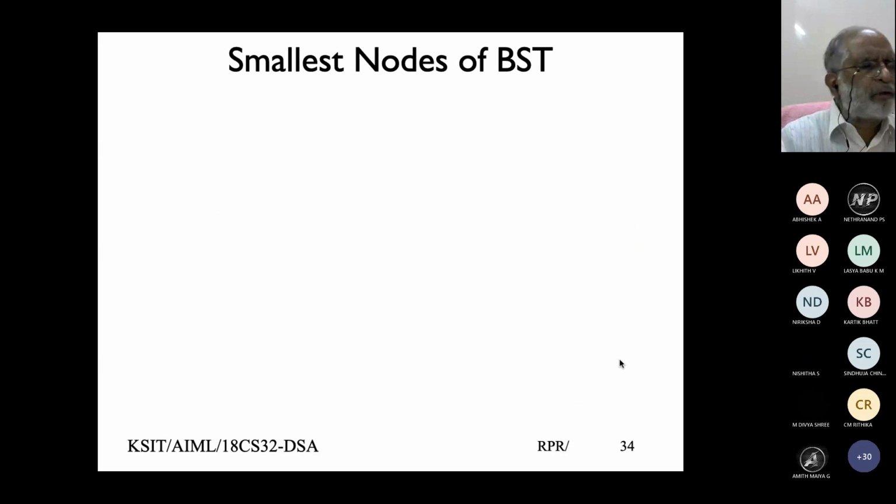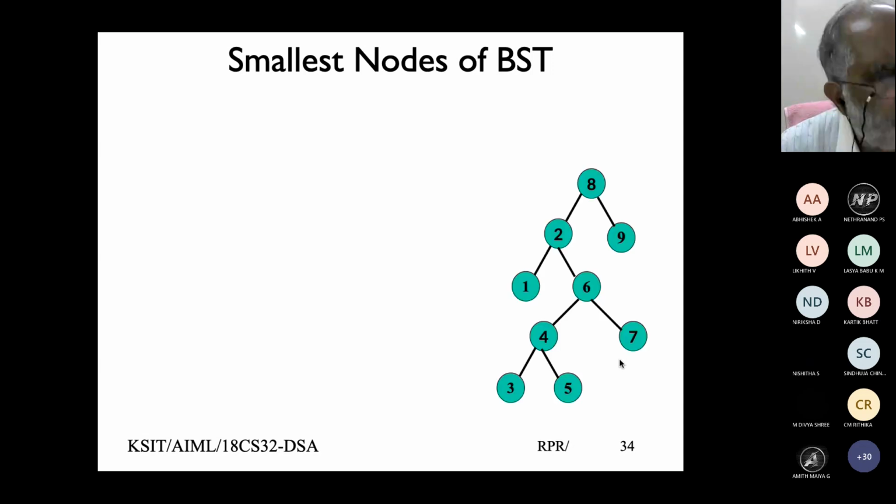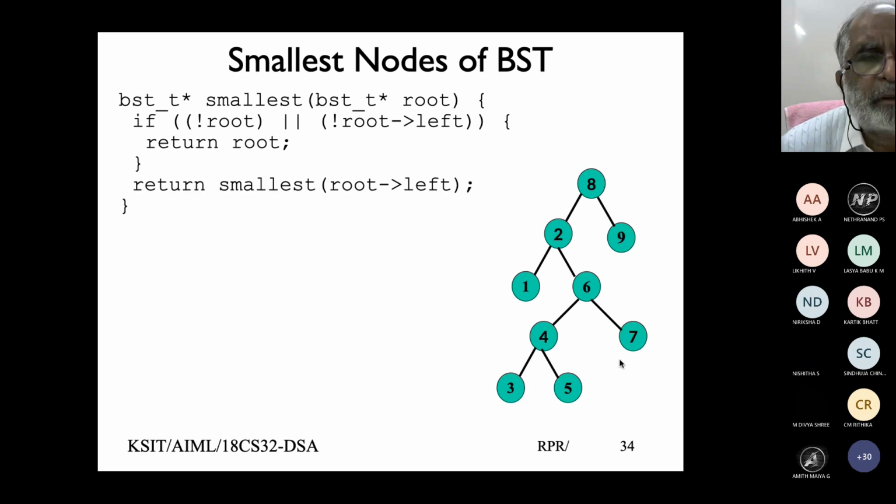How to find the smallest node in the binary search tree? We said the smallest node would correspond to: we keep traversing left. As long as we can keep going left, we go there. And the moment my left subtree is null, that means that node is the smallest node. So if my root is null, I return that, or if root left is null, we return the node. Otherwise we keep traversing, and this gives me the smallest node.